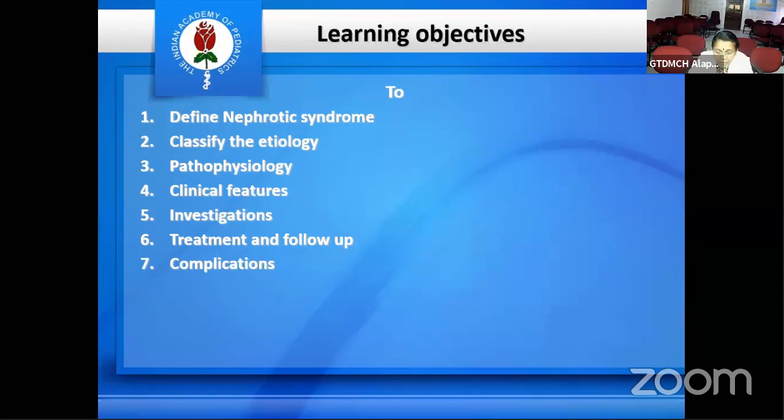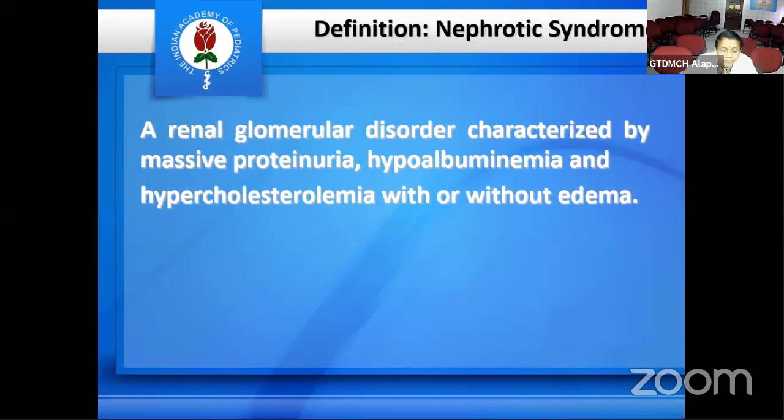Purnima from Department of Pediatrics. Today we will learn about nephrotic syndrome. The learning objectives are how to define nephrotic syndrome, how we can classify it according to etiology, the pathophysiology of nephrotic syndrome, the clinical features, investigations, treatment, and follow-up, and the complications of nephrotic syndrome. These are the things we are going to learn today.